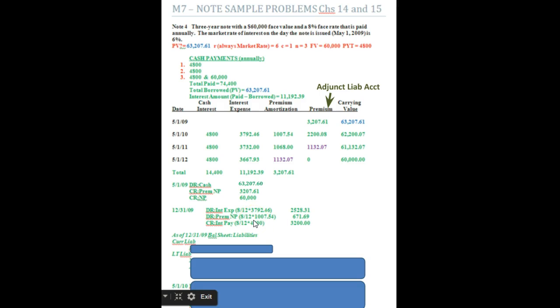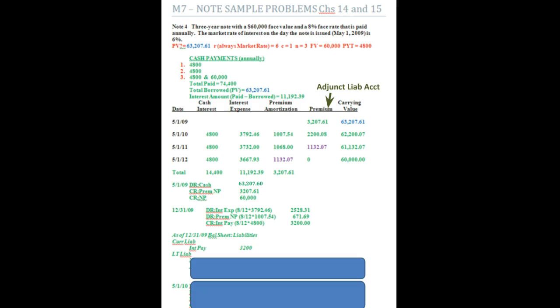So then, what is current here? Well, since this is a lump sum note, nothing's current until the year before we hit maturity, and we're not there yet. That would be the financial statement on 2011. But we do have a current liability, and that's the interest payable, which we're going to pay on 5/1/10. I know it's hard to see from back here, but there it is, interest payable 3,200, and we get that from the adjusting entry.